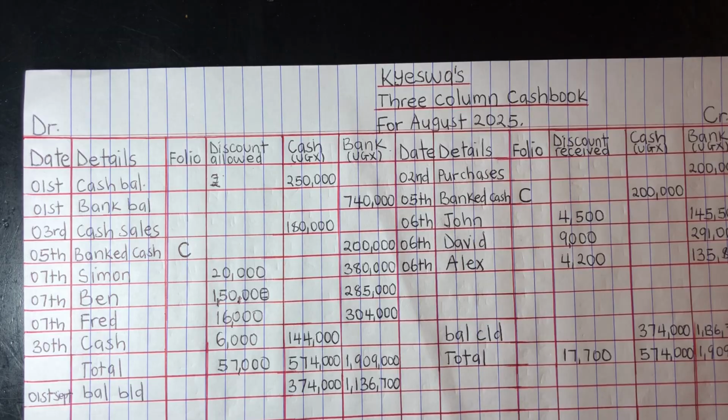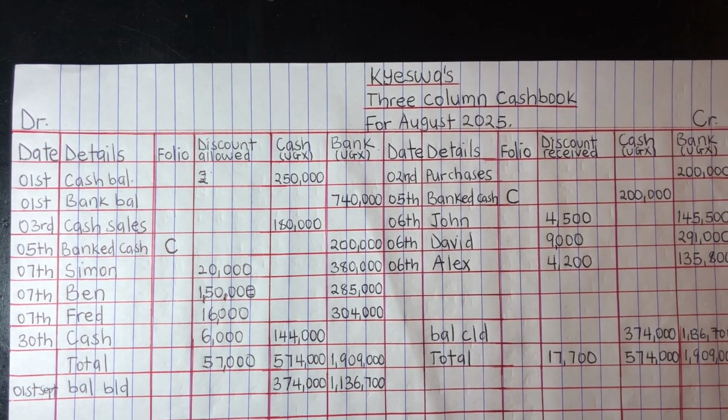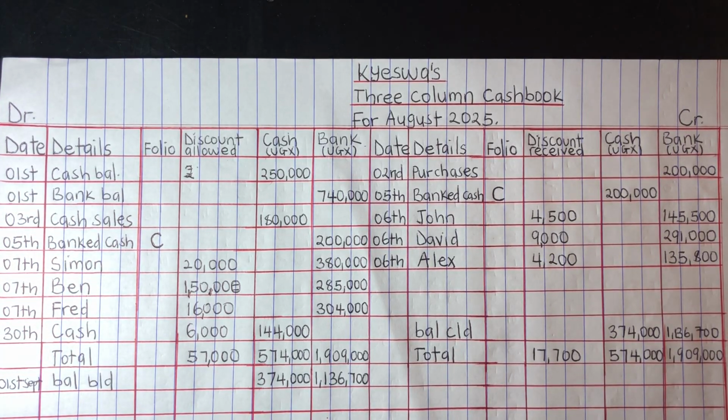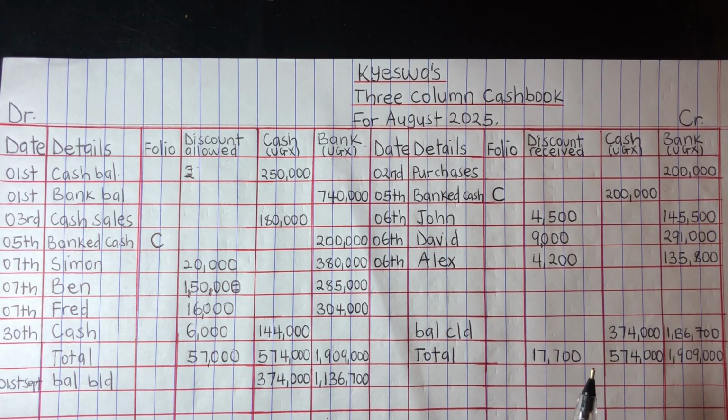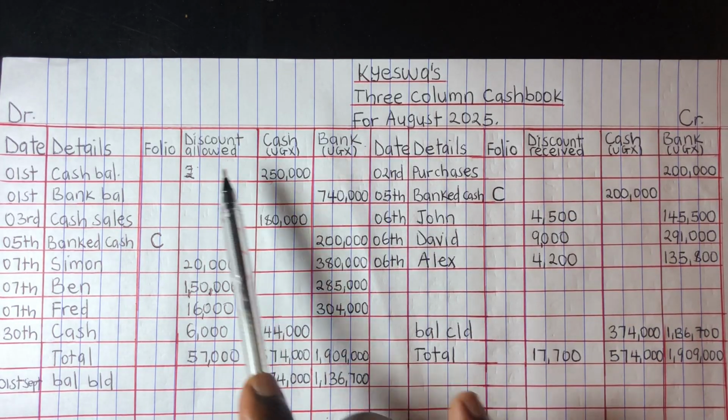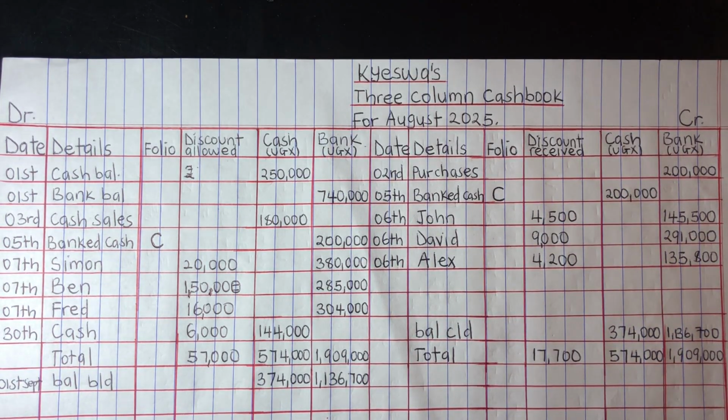So we are done posting those transactions in the different places where they're supposed to be posted. So we begin by balancing. I said that in a 3-column cash book, we don't balance the discount allowed side and the discount received side. We don't balance these two. We just get their totals. We don't balance discount allowed and discount received. We just add and get their totals.